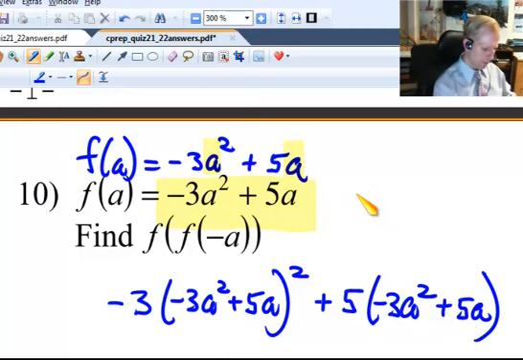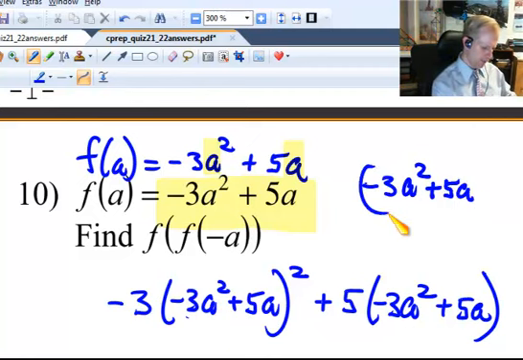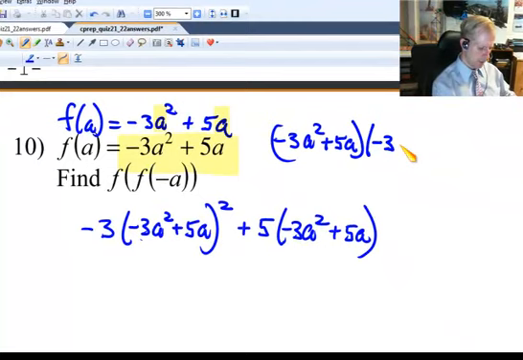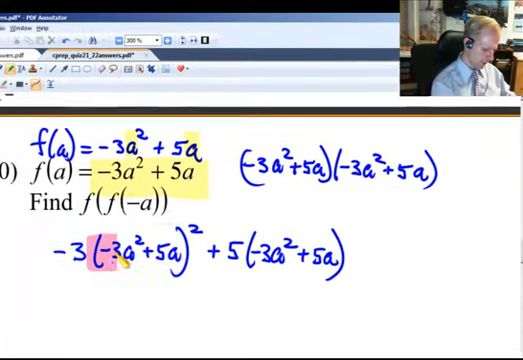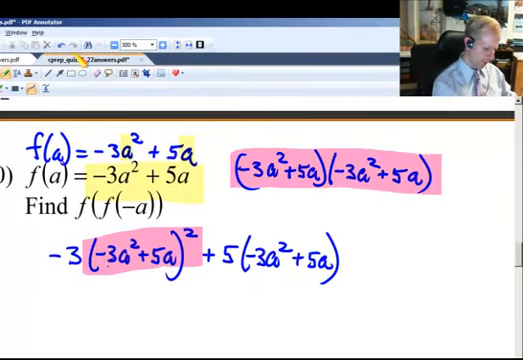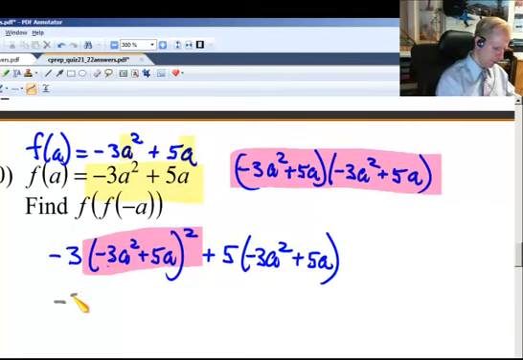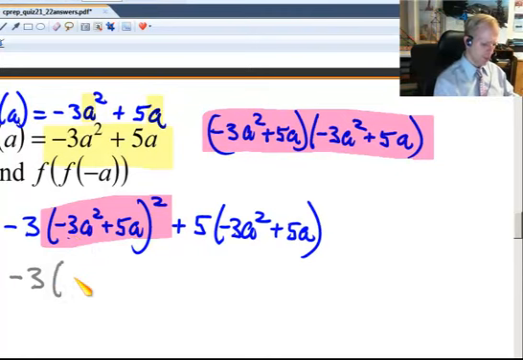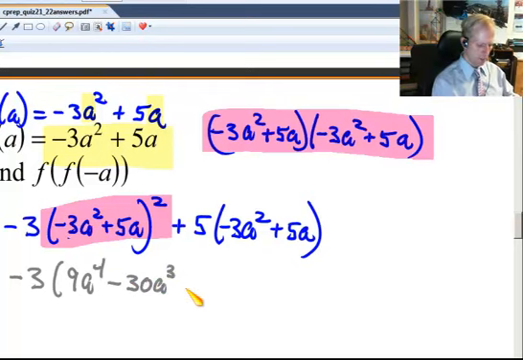Alright, I'm going to spare you the details of foiling -3a squared plus 5a, but when you multiply that, you need to actually foil it. So I need to write it out, foil it, and then combine like terms. That's what this is actually equal to, but I'll spare you spending the time showing that to you. I'm just going to give you what the answer is. So when I foil that, I get 9a to the 4th minus 30a cubed plus, let's see, 25a squared.